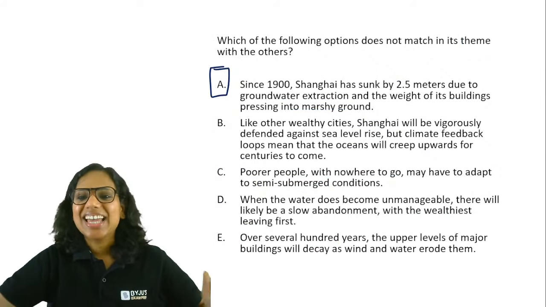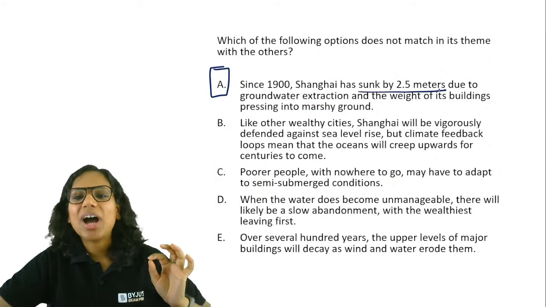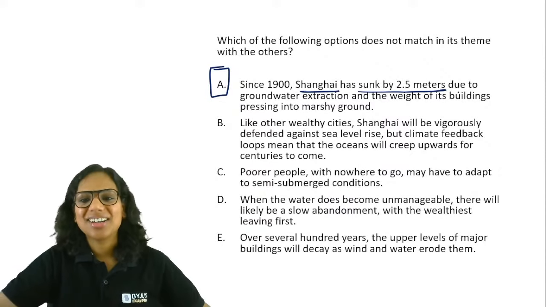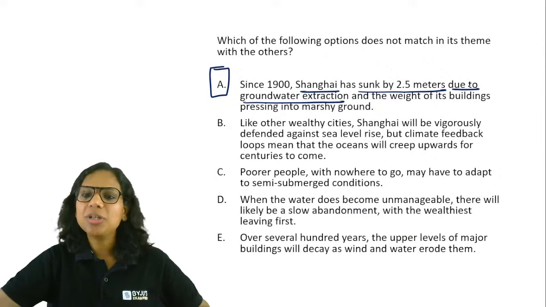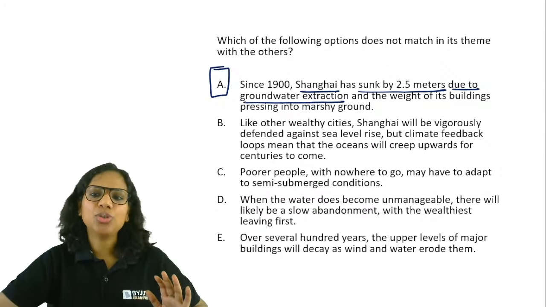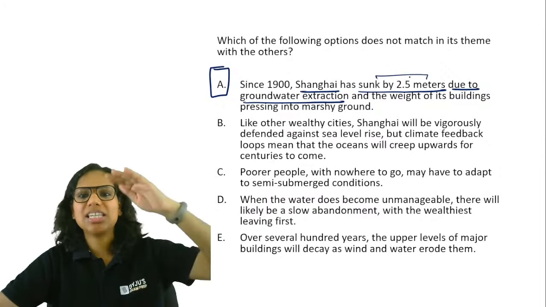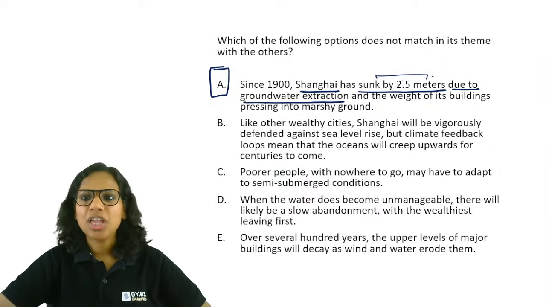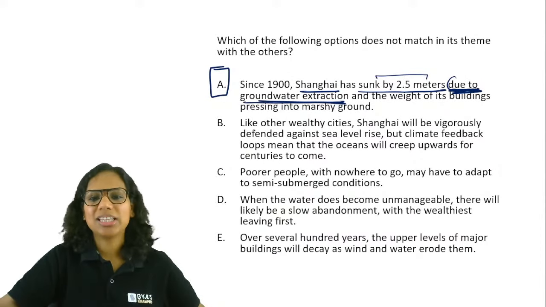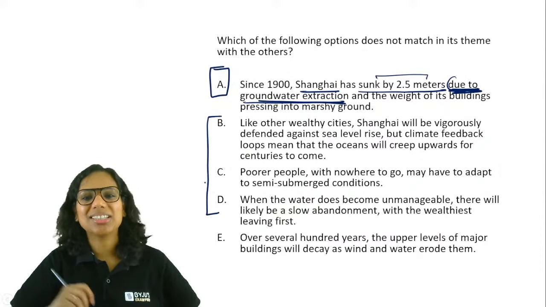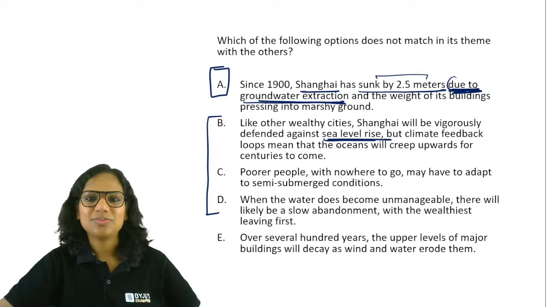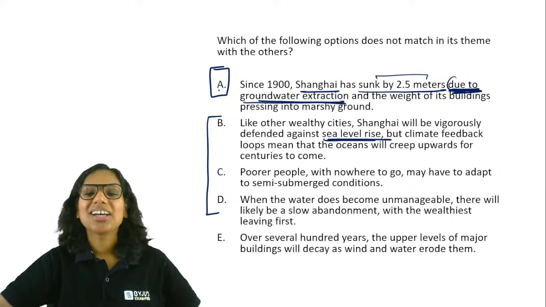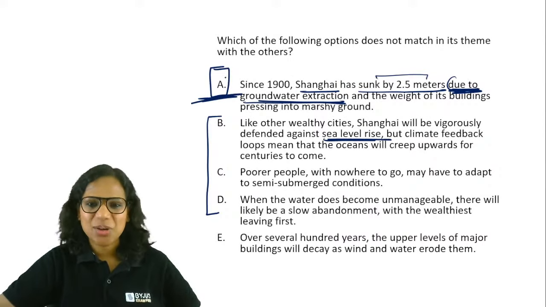The thing is, it's very clearly written why Shanghai has sunk: due to groundwater extraction. Had this not been written, I would have agreed with you that yes, probably this is because of the sea level rise, right? But if it is clearly mentioned that it is due to a separate problem altogether, how can it be related to the other sentences, to the topic, in fact? Okay, so that's why A is the odd sentence out.